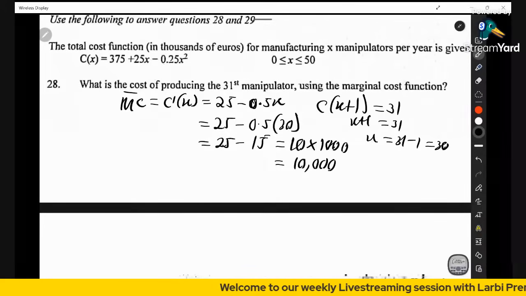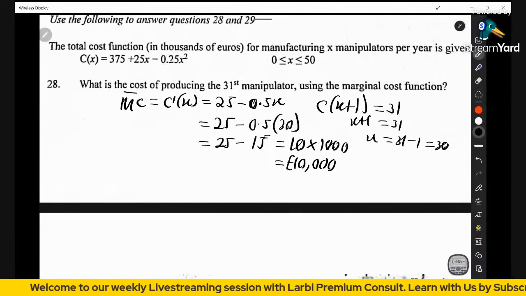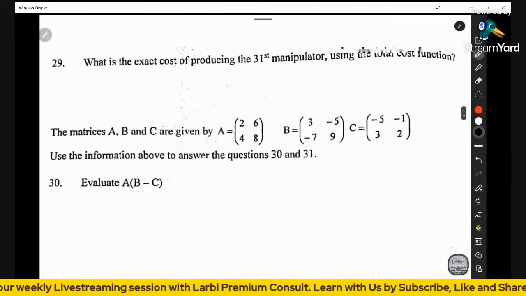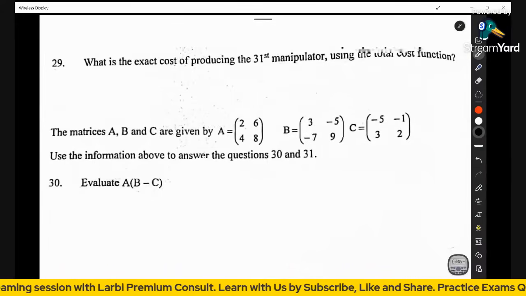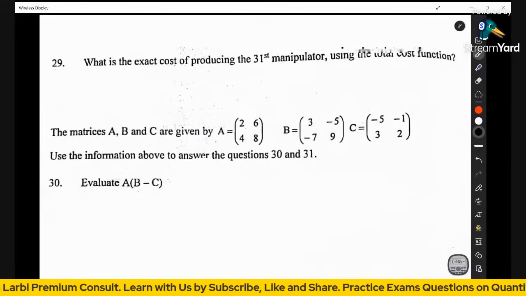10,000 what? Euros. 10,000 euros. So let's take note of that. Okay, question number 29. What is the exact cost of producing the 31st manipulator using the total cost function? So you're talking about the exact cost of producing the 31st manipulator.